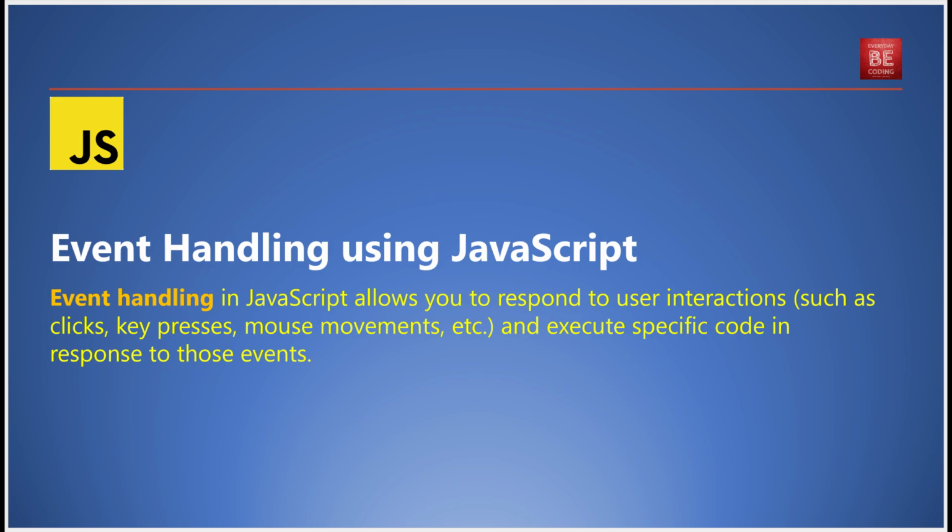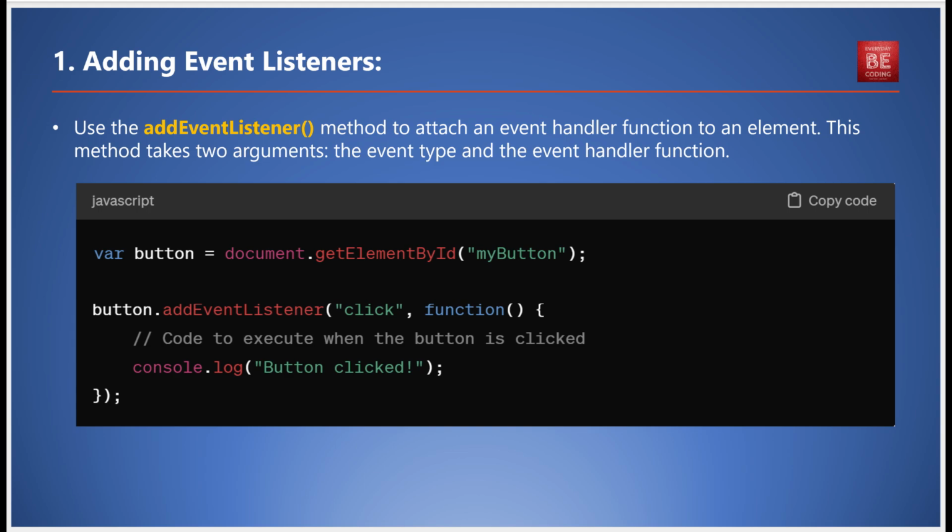To kick things off, we'll discuss adding event listeners. The addEventListener method allows us to attach an event handler function to an element. It takes two arguments, the event type and the event handler function. Here's a simple example. Imagine a button on a web page, which we'll call MyButton.